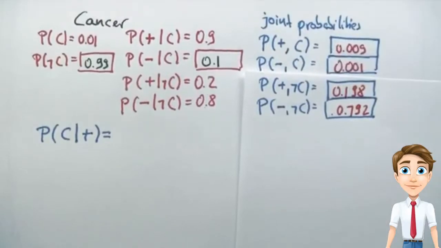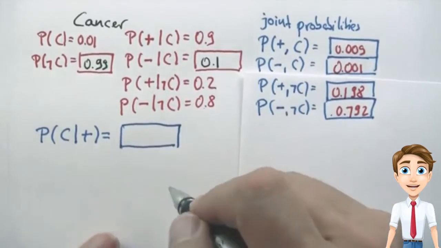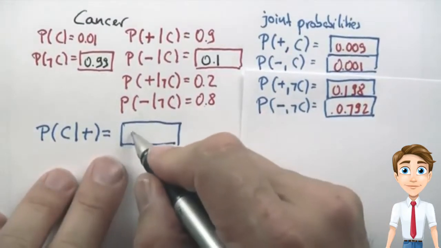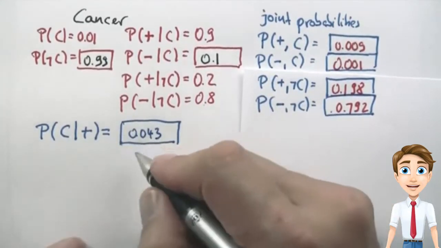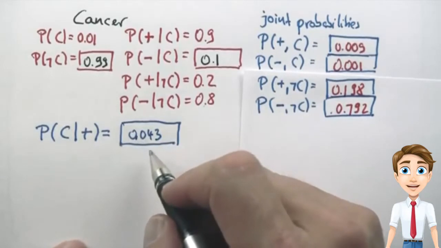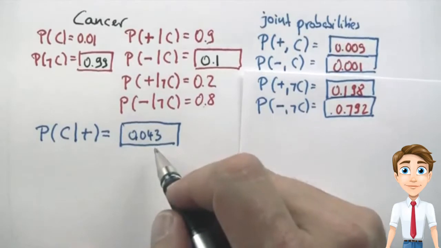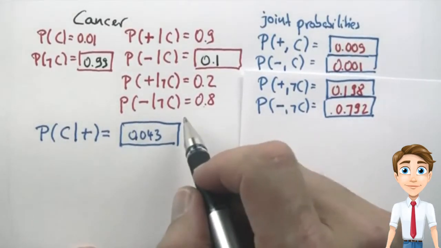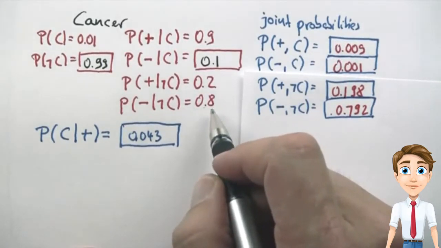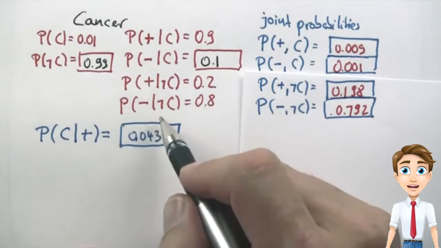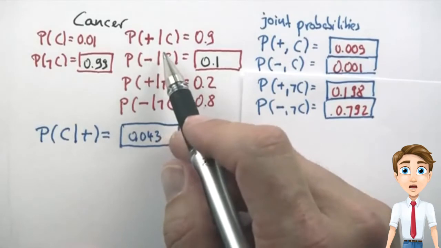Now, next quiz, I want you to fill in the probability of having cancer, given that we just received a positive test. And the correct answer is 0.043. So even though I received a positive test, my probability of having cancer is just 4.3%, which is not very much, given that the test itself was quite sensitive. It really gives me a 0.8 chance of giving a negative result if I don't have cancer. It even gives me a 0.9 chance of detecting cancer given that I have cancer.